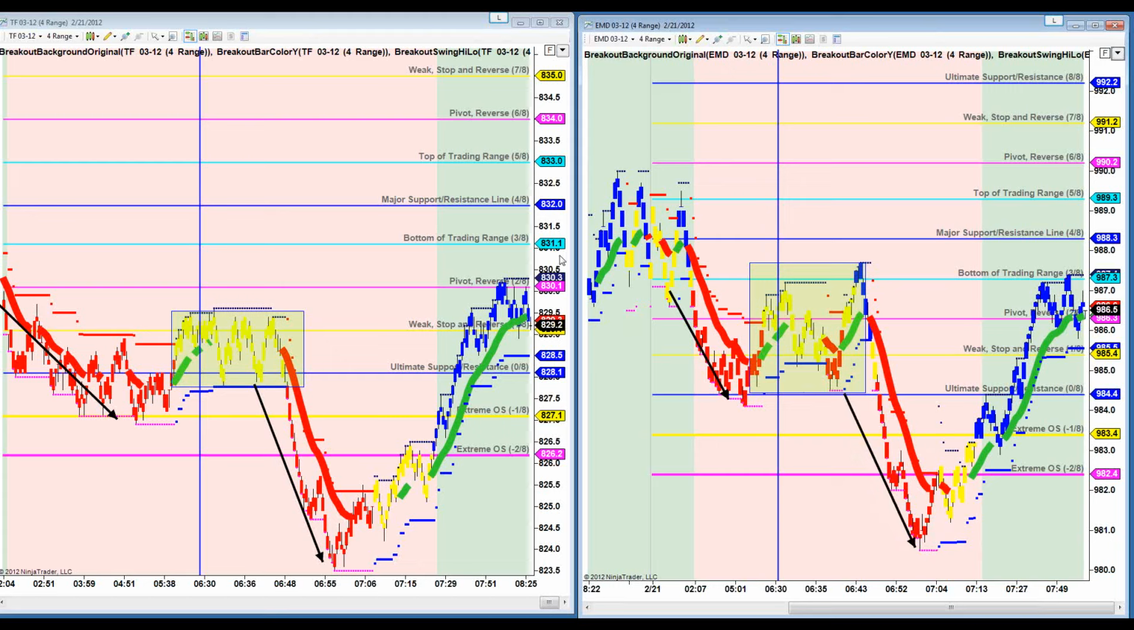Now, what was interesting was if you were watching YM, which is the Dow futures, if you had that chart up, it was very weak. It had already broken down about 20-30 ticks, so it kind of led the market down. And so we had a couple of nice shorts here.